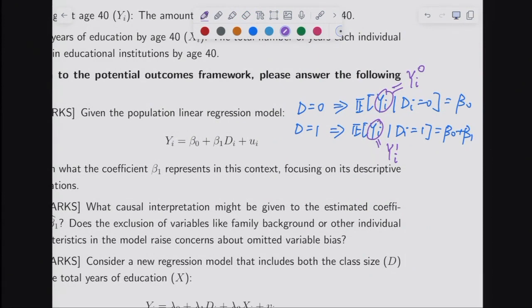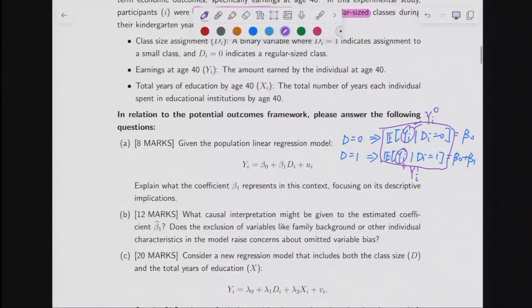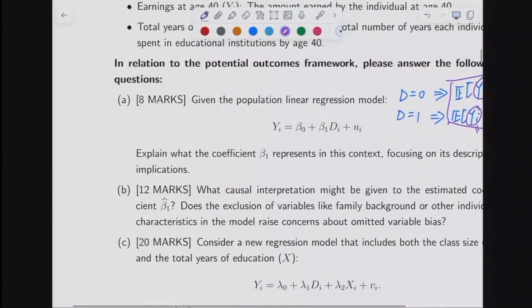Then given this, essentially beta 1 just represents the difference between the two observed mean outcomes between groups. That's it. That's all you need to discuss for a descriptive implication. You don't need to infer anything about causality yet. That's related to part B.